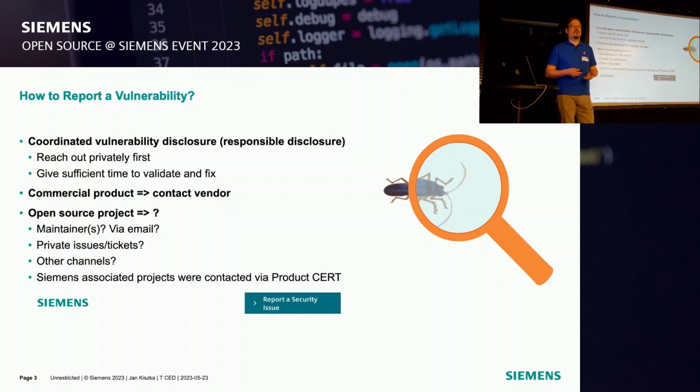Well, if it's a commercial product, it's kind of simple. Conceptually, at least, you go to the vendor. What do you do if it's an open source project? Well, the natural thing would be, there's a maintainer probably somewhere. Maybe he or she has an email address. Try that. Maybe there are private issues, tickets available, or other channels. So it can be quite complicated in that sense.